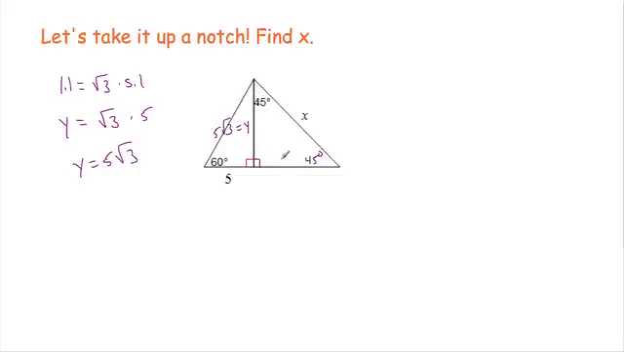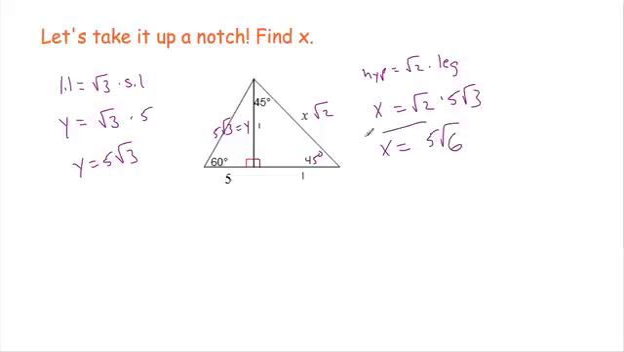Now we're in a 45, 45, 90. If you remember, that's 1, 1, radical 2. So here, the hypotenuse is radical 2 times the leg. So x is radical 2 times, what was my leg? Well, my leg was 5 radical 3. So radical 2 times radical 3 is 5 radical 6. Radical, man, that's radical. All right?